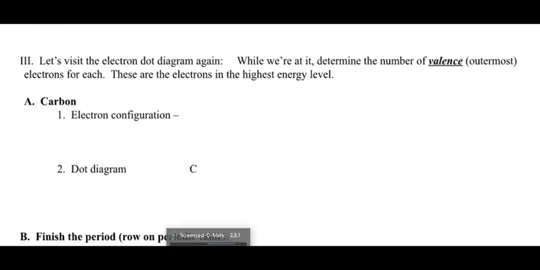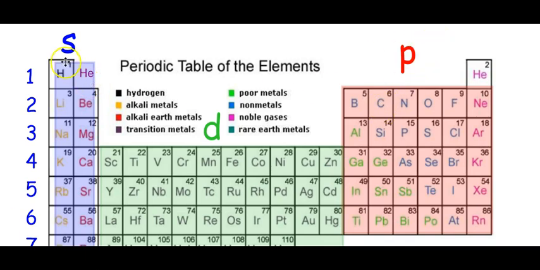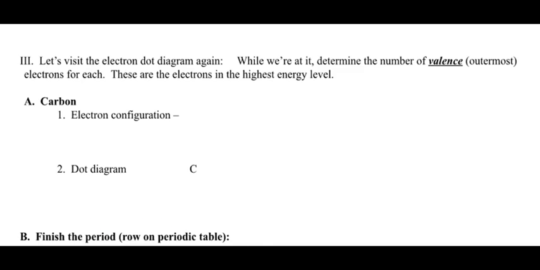So find carbon. What is carbon's configuration? Here's carbon right here. Ready? Start here: 1s2, 2s2, 2p2. So it's 1s2, 2s2, 2p2. I want the outermost electrons, okay? So what does that mean? I want the outermost. What's the biggest number? 1 or 2? Well, that's a hard question. It's 2. These are your outermost electrons.